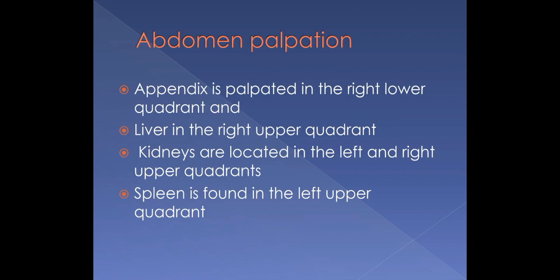Abdomen anteriorly we have to palpate. The abdomen may also be carefully palpated for symptoms of pain and muscle spasm arising from internal organs. For example, the appendix is palpated in the right lower quadrant and the liver in the right upper quadrant. The kidneys are located in the left and right upper quadrants and the spleen is found in the left upper quadrant. Anteriorly we can palpate the internal organs, because sometimes if there is any pathology in the internal organs, it can also give rise to pain in the lumbar region.